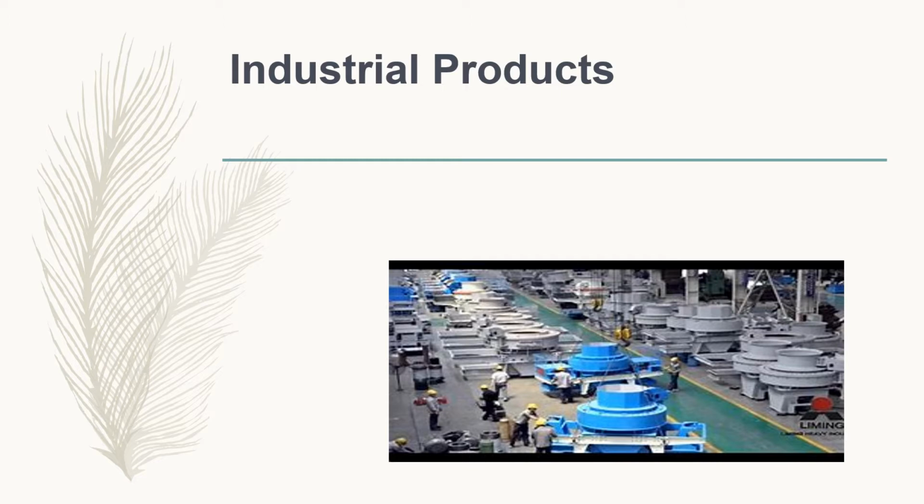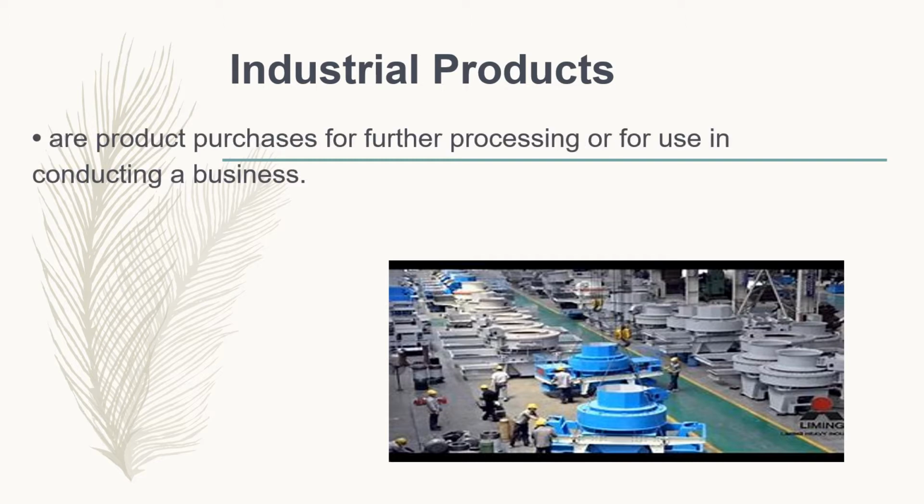Let us proceed to the second major category of products, which is the industrial products. These are the products purchased for further processing or for use in conducting a business. When you say industrial products, these are used in producing other goods or rendering services. The main characteristics of industrial goods are the geographical concentration of the market, a limited number of buyers, a large unit of individual purchase, and technical consideration. These goods have a derived demand.